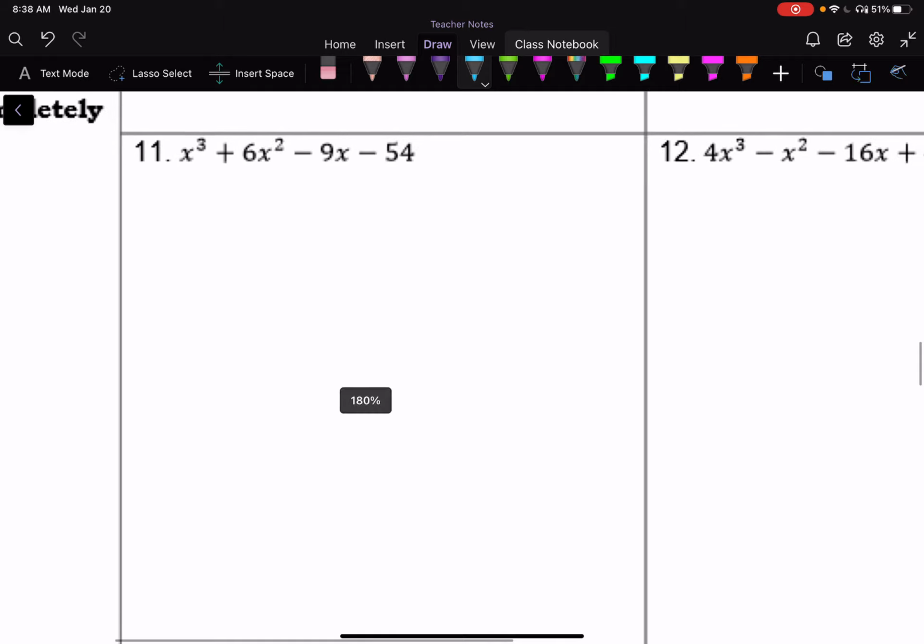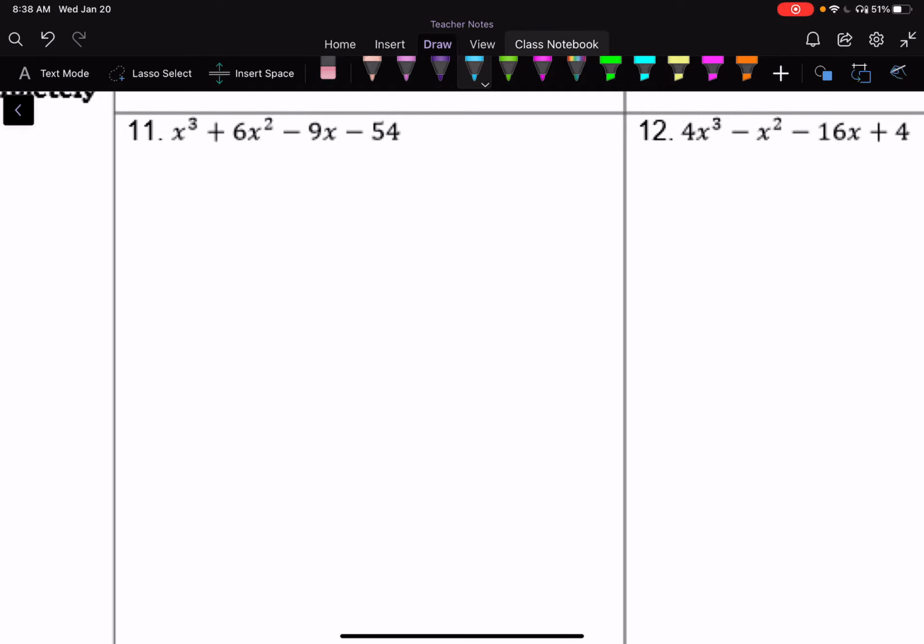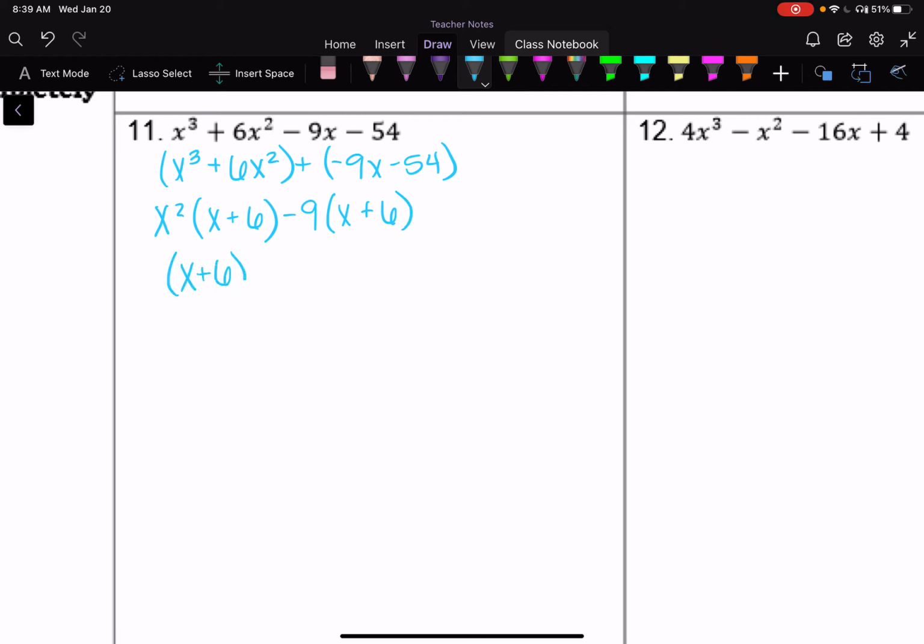Moving on to number 11. You see that this is a 4-term polynomial. So whenever you see a 4-term polynomial, you're still going to factor by grouping. So this one we're going to actually have to rewrite so that I can put a plus in between my 2 parentheses. Then I'll take a GCF of my first group, which is x squared, and a GCF of my second group, which is negative 9. I'm left with x plus 6 as my funny GCF and x squared minus 9.